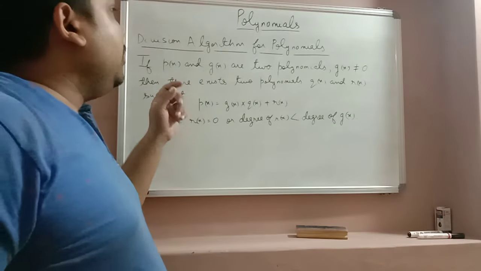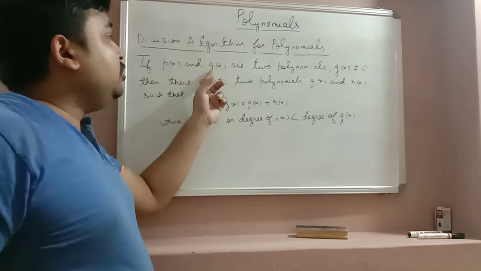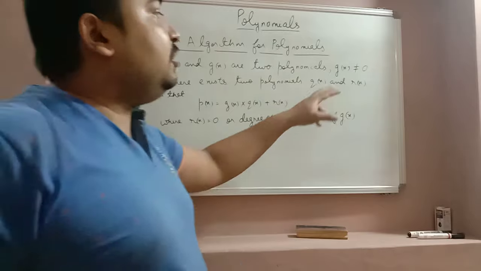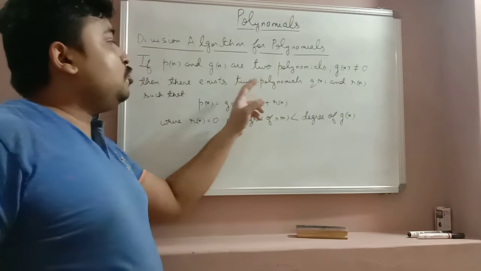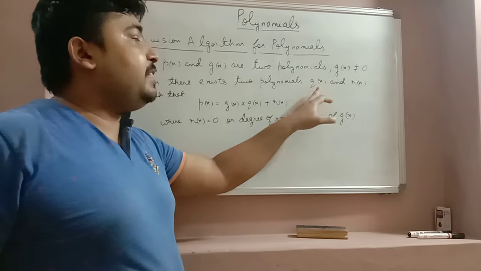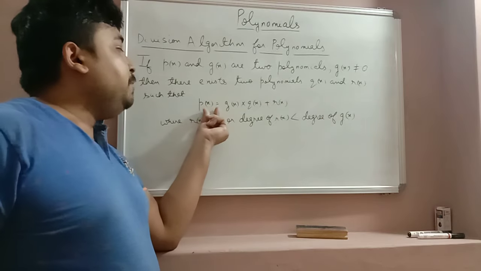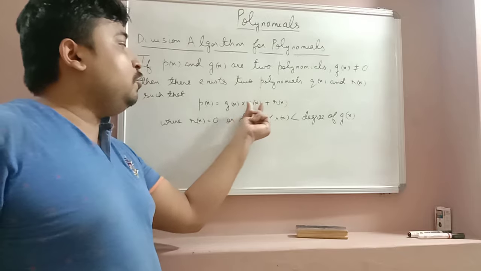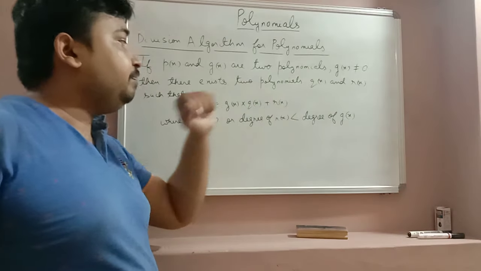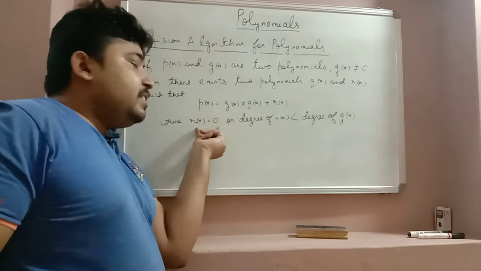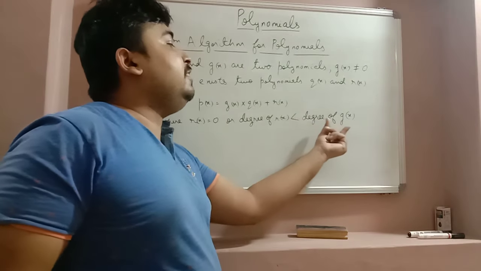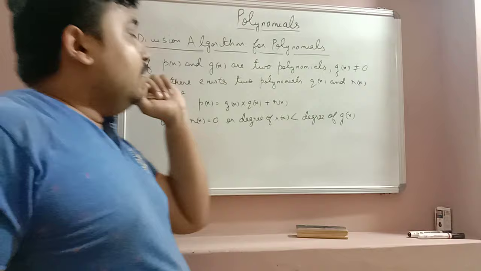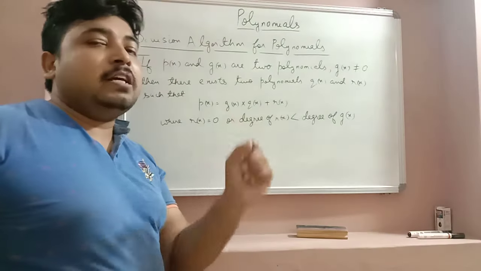Division algorithm for polynomials states that if p of x and g of x are two polynomials such that g of x is a non-zero polynomial, then there exist two polynomials q of x and r of x such that p of x equals g of x into q of x plus r of x, where r of x is equal to 0 or the degree of r of x is less than the degree of g of x. Now let us try to understand this with the help of an example.